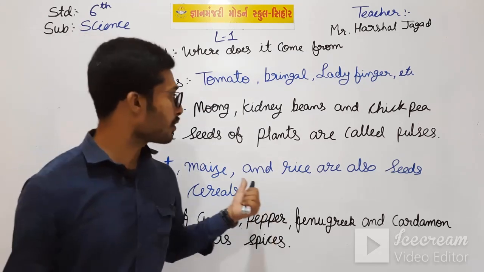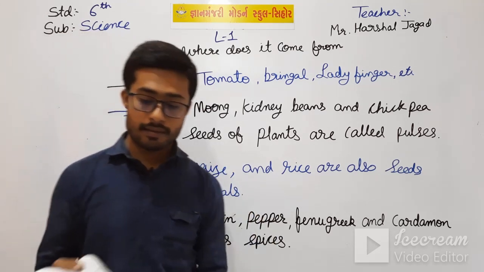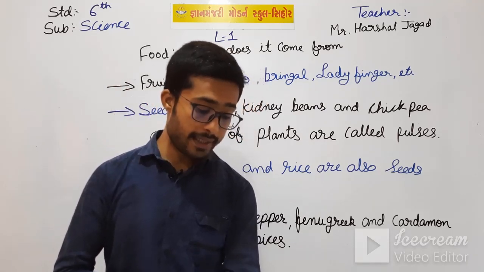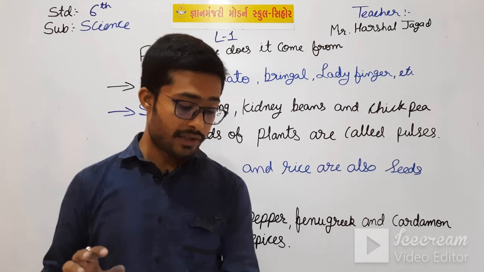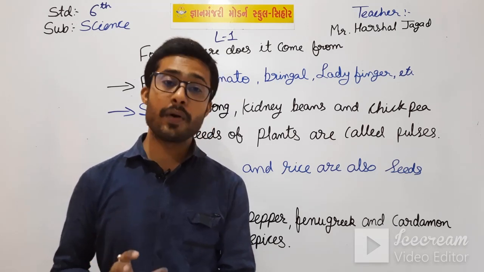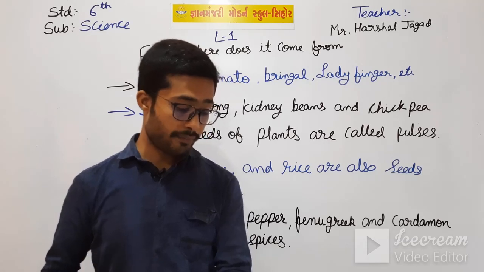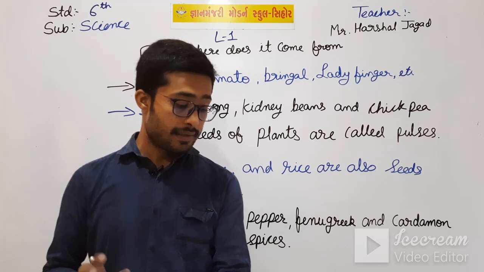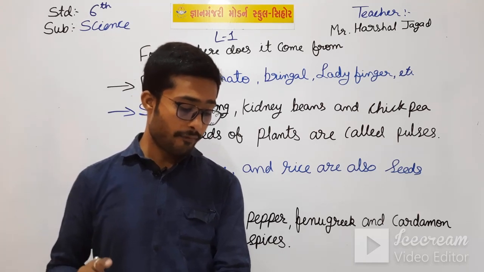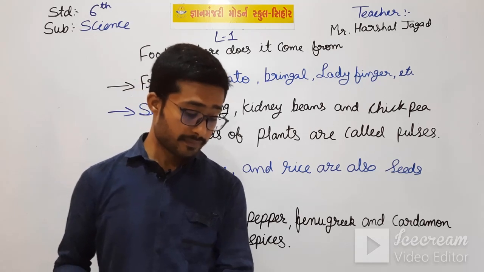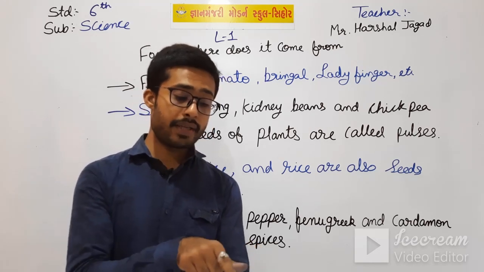I have written most of the points over here. In the seeds, mung, kidney beans and chickpea are seeds of plants and are called pulses. Wheat, maize and rice are also seeds called cereals. Seeds of cumin, pepper, fenugreek and cardamom are eaten as spices. Here are the pictures of it.